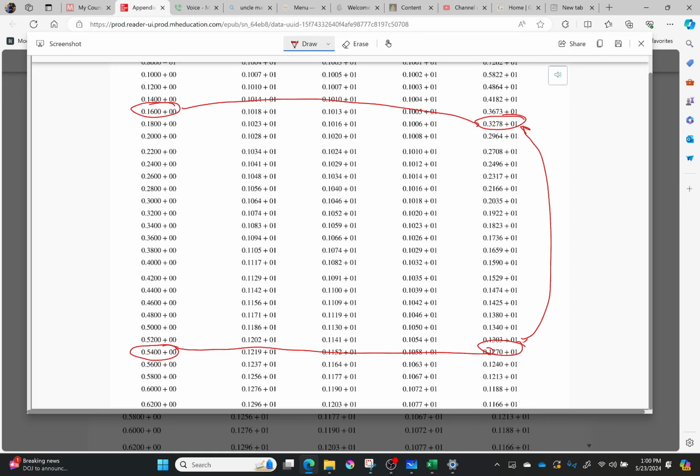Issue for us, I've got a Mach number of 0.5471. That isn't on this table, which means interpolation.